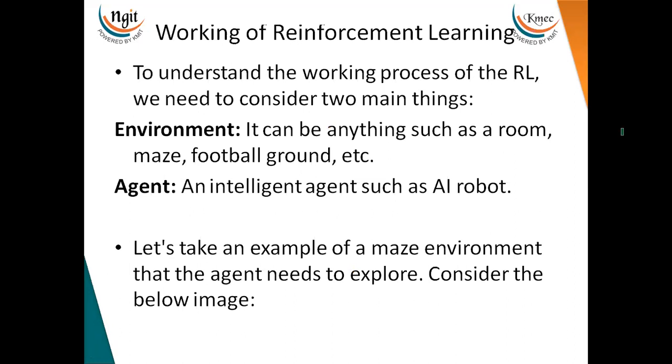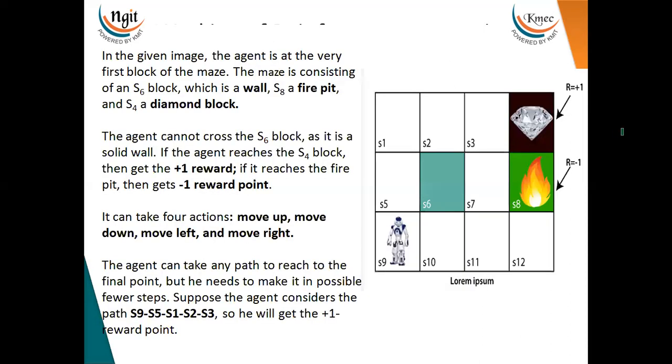Now, when you want to learn the process of reinforcement learning, first you should understand that we want an agent, and we expect that the agent takes actions in an environment. Agent means what? Anything. As an example, you can consider an AI robot. Environment means what? It may be a room, a maze, a football ground, or anything. To understand the concept of reinforcement learning, I'm taking the example of a maze environment, as shown in the diagram.